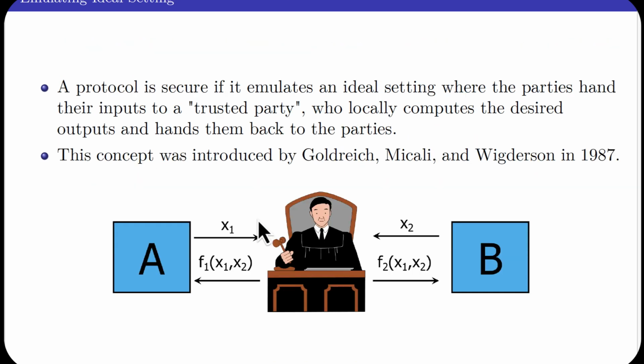Good. So here we assume that the protocol is secure if it emulates an ideal setting. That's why I said we try to have something like this, where the parties hand their input to the trusted party, who locally computes the desired output and hands it back to the parties. So again, we try to simulate the existence of the same situation where you have the trusted third party.